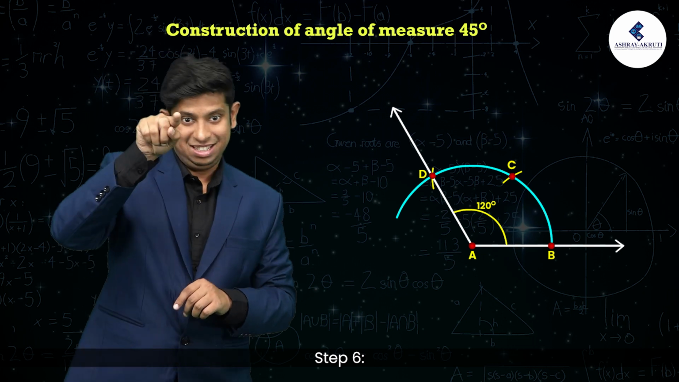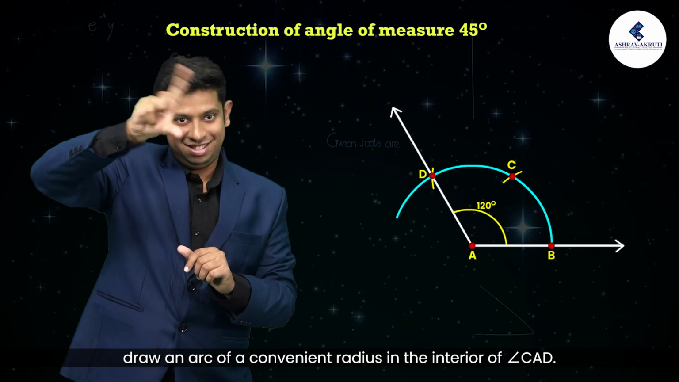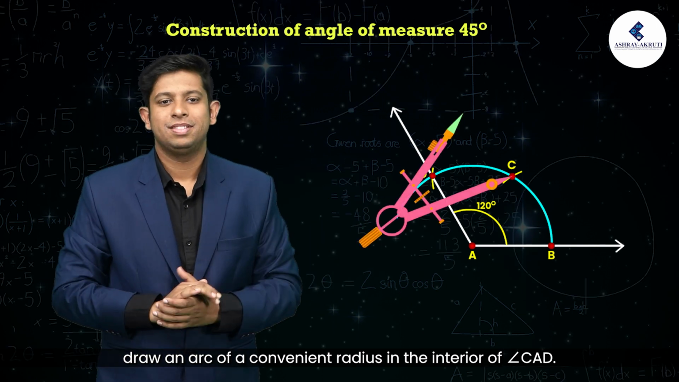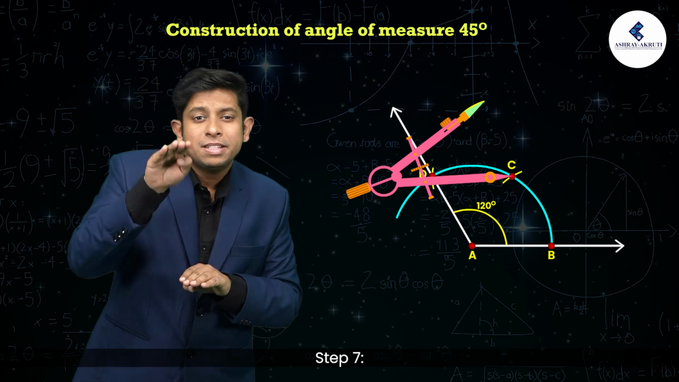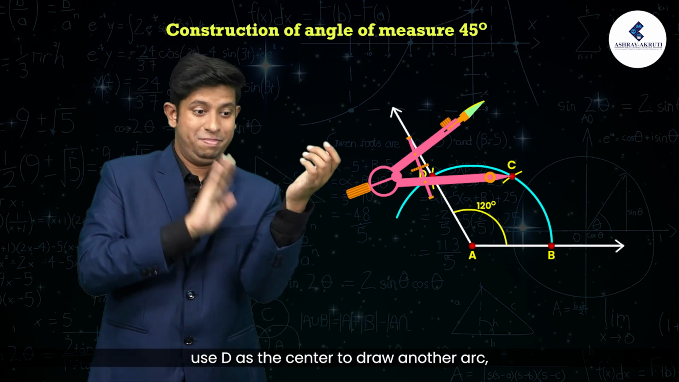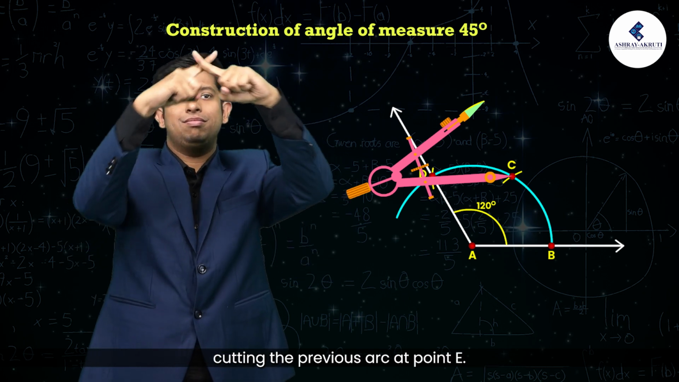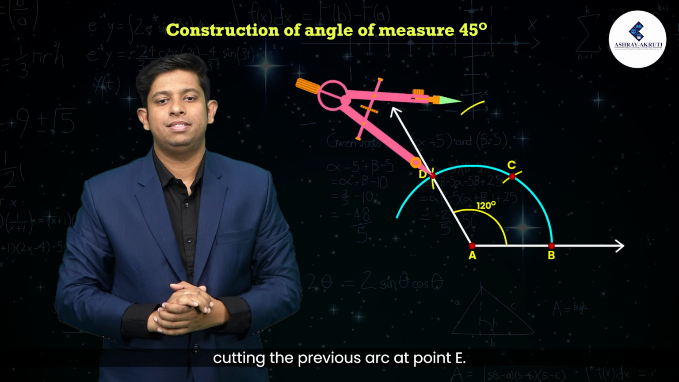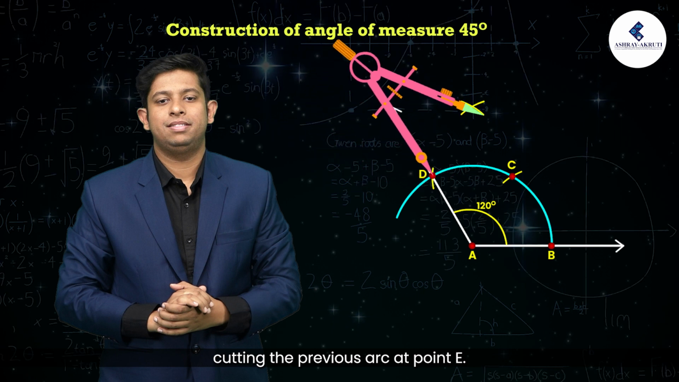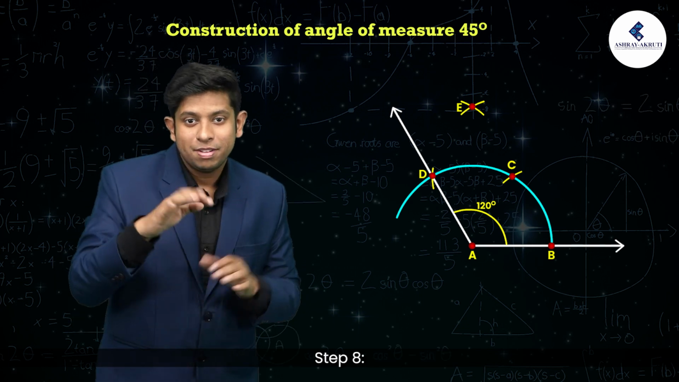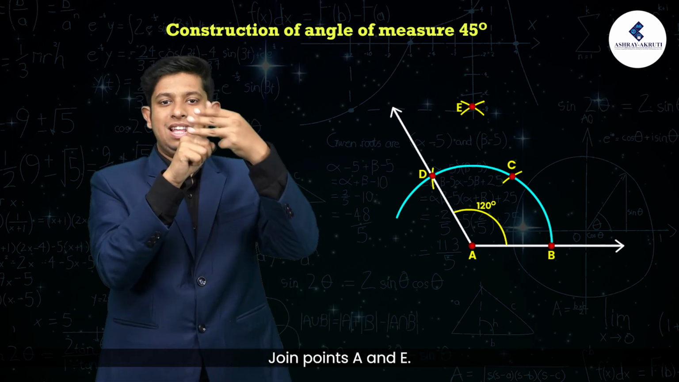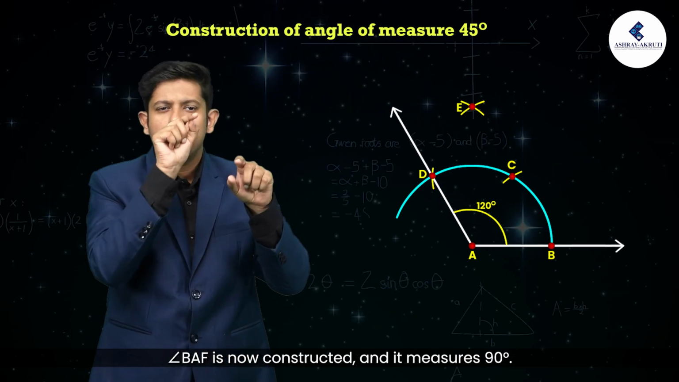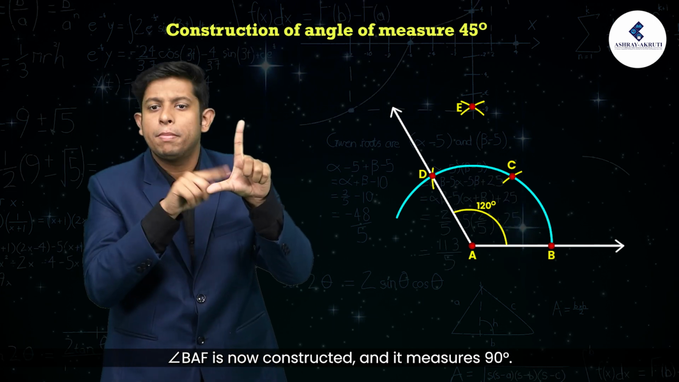Step 6. With C as the center, draw an arc of a convenient radius in the interior of angle CAD. Step 7. With the same radius, use D as the center to draw another arc, cutting the previous arc at point E. Step 8. Join points A and E. This line cuts the previous arc BCD at point F. Angle BAF is now constructed and it measures 90 degrees.